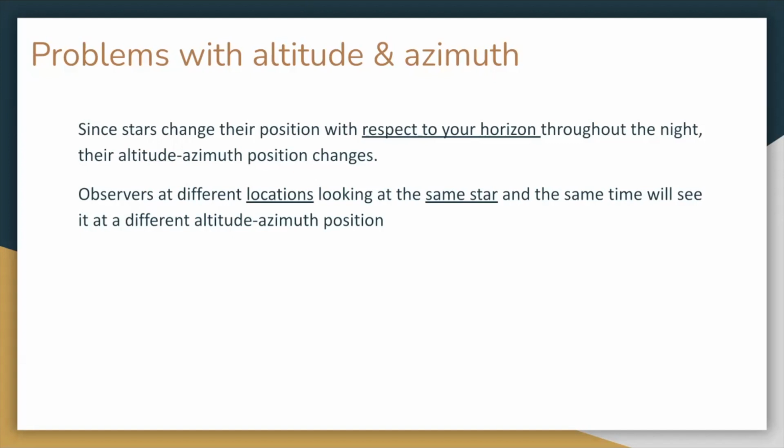So this is problematic from a scientific point of view, because when you want to talk about where to find something, you want to be able to use language and positions that anybody anywhere is going to be able to find. That makes it easier for people to verify the results of your experiment, if they can easily compare their measurements to yours. So astronomers typically do not use altitude and azimuth.